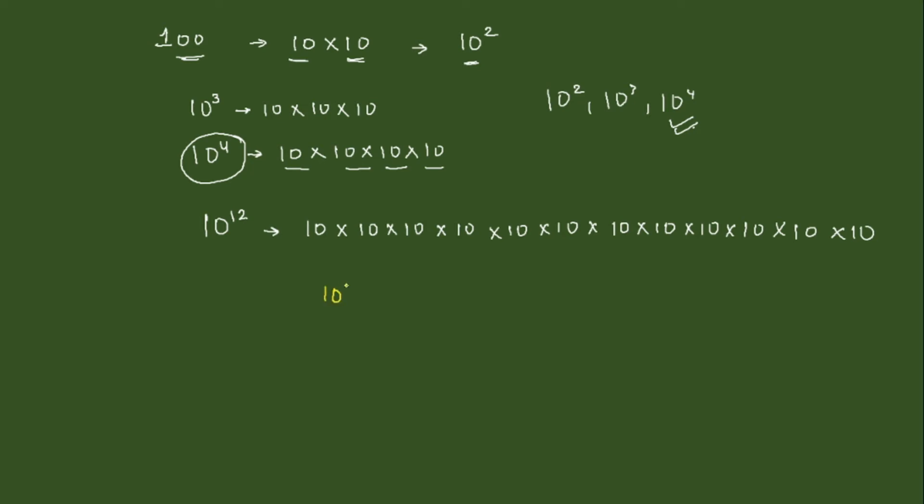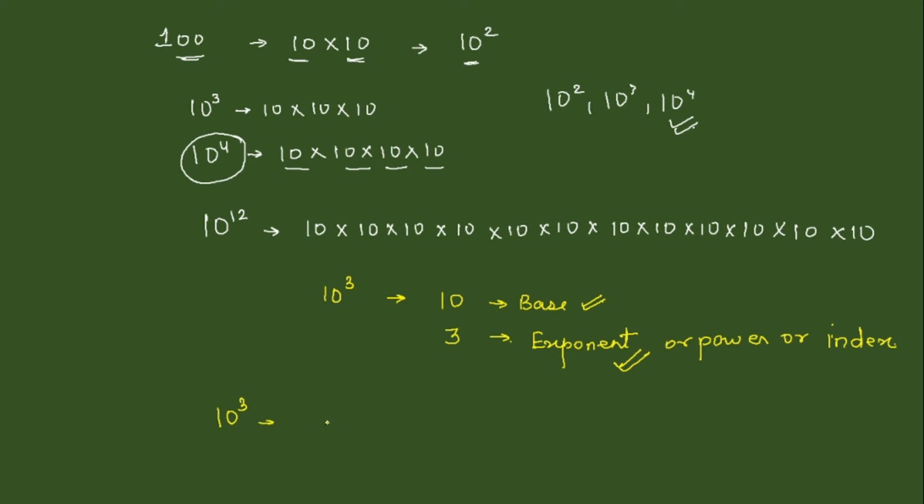So as you see, in 10 raised to the power 3, you have two numbers. One is 10 and another is 3. 10 is known as the base, whereas 3 is called the exponent. So we can say that the number which is to be multiplied by itself is known as the base, and the number which tells us how many times the base is multiplied is known as the exponent or power or index. This can be read as 10 raised to the power 3, or 10 to the power 3.